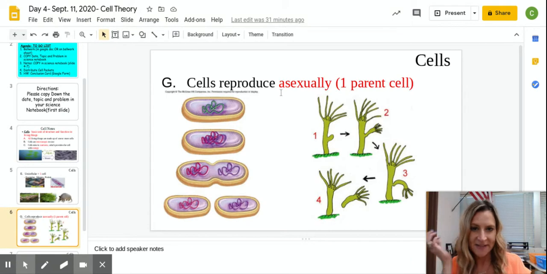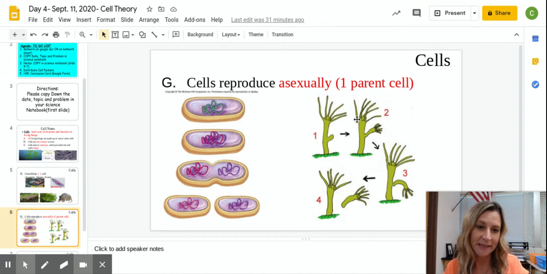Next, we have cells produced asexually, okay? If I had a donut for breakfast, which I would never do because that's not exactly a healthy breakfast, I would have one donut. So a parent, one parent. So some simple organisms like these are representing asexual reproduction. There's only one parent here, and that one parent makes two cells.